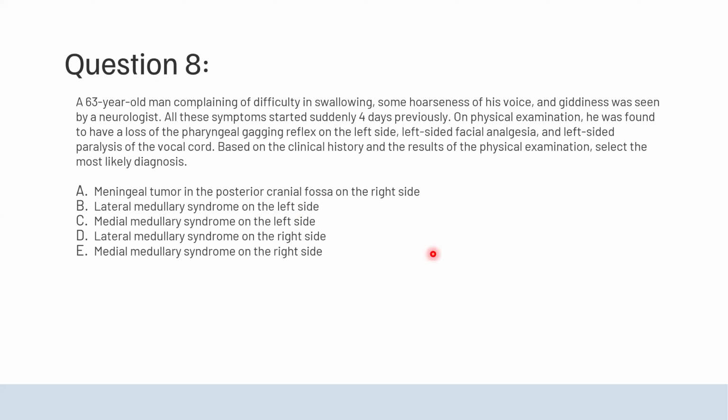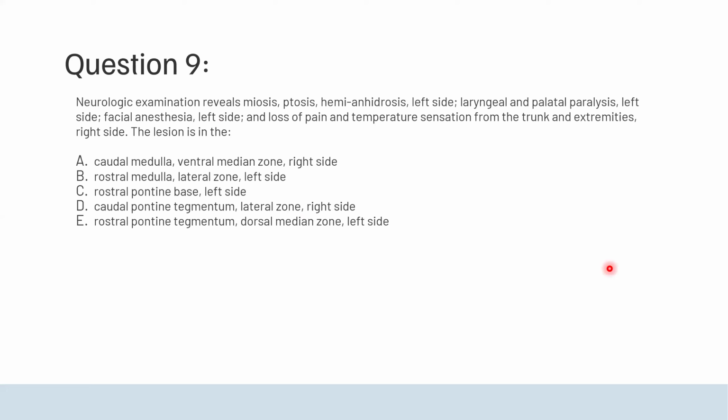As I told you guys, don't confuse yourselves. Cranial nerves are always ipsilateral. So if I lost the gag reflex on the left side, if I have hoarseness, if I have this difficulty of swallowing, everything on the left side, then this is on the left side as well. I hated the way this question was written, just as a heads up, but I'm trying to cover all bases. I got you this, just in case.